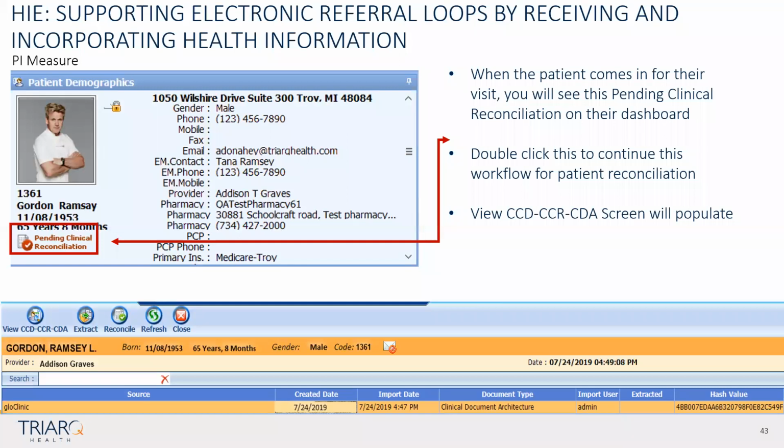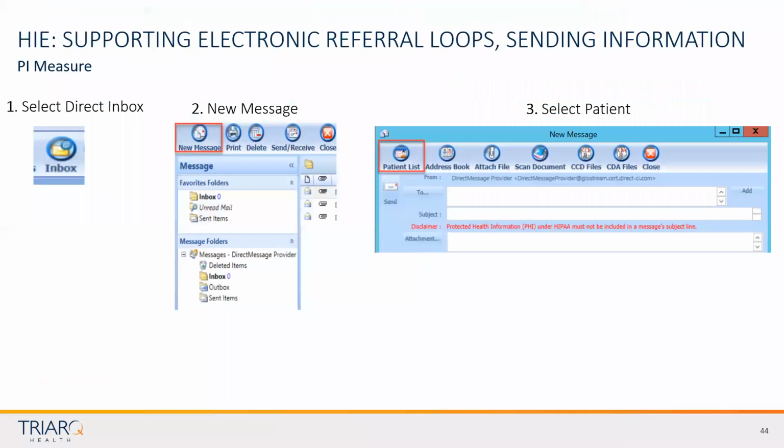Now, we've done all of that before the patient even comes in. This is just the information we were sent over, right? So when the patient does actually come into our office, if I click this pending clinical reconciliation button, do a nice little double click there, it's going to take me right away to the View CCD, CCR, CDA screen that you're going to see on the bottom side there. And this is where I'll want to double check everything and make sure that all of my reconciliation is accurate. And then I'll do a save and close to complete that workflow.